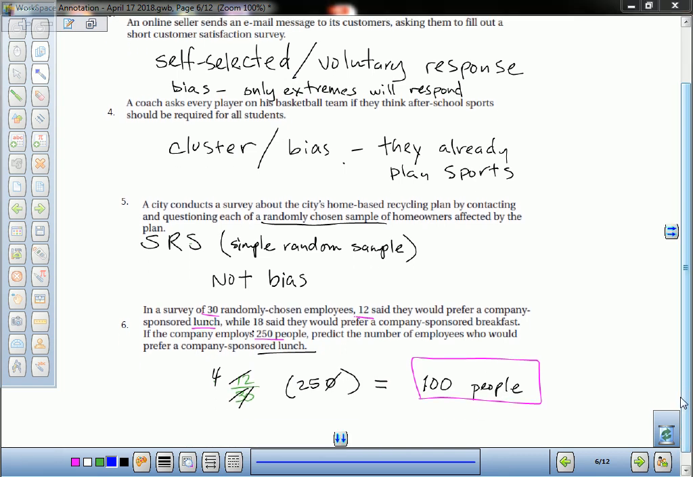So how would that not be biased? For me, I put it would be biased because only people being affected are being sampled.